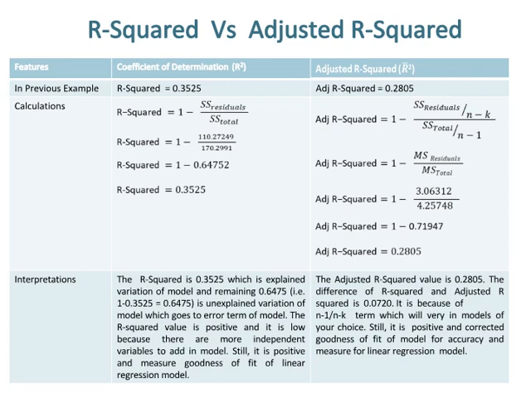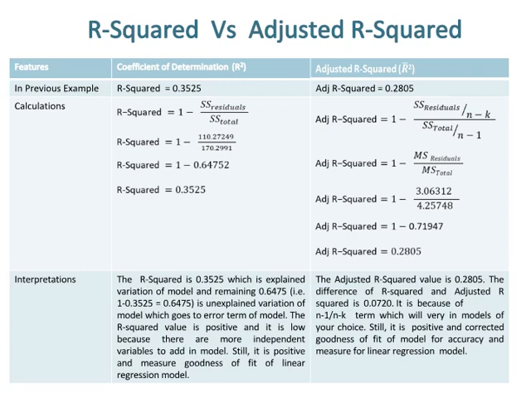The R squared is 0.3525, which is the explained variation of the model, and the remaining 0.6475 is the unexplained variation of the model, which goes to the error term of the model. The R squared value is positive and it is low because there are more independent variables to add in the model. Still, it is positive and measures goodness of fit of the linear regression model.